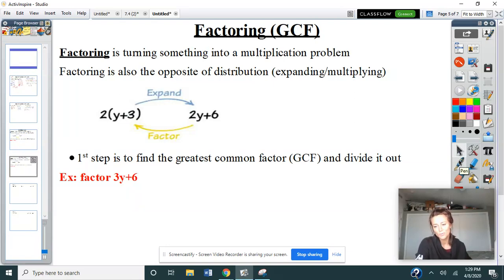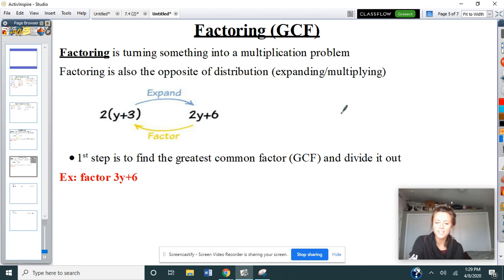All right, hey guys, so we just talked about the GCF and how to find that, but we're actually going to be factoring out a GCF, and we haven't talked about factoring. Factoring is turning something into a multiplication problem, as it says here. Factoring is also the opposite of distributing.